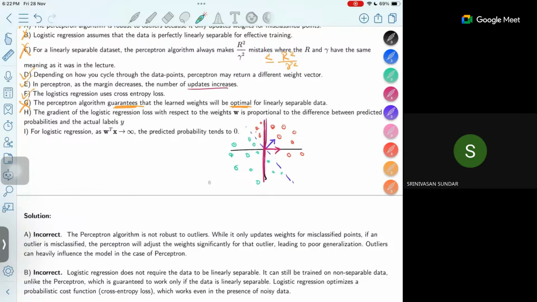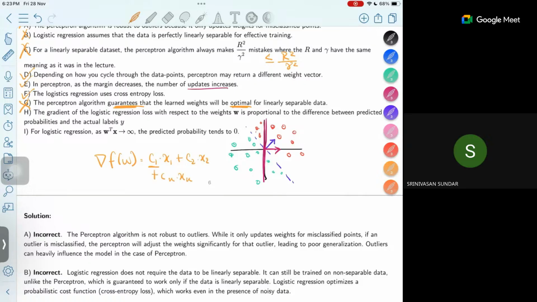Gradient of the logistic regression loss with respect to the weights W is proportional to the difference between the predicted probabilities and the actual labels. Yeah, I think it is a true statement, because in the gradient function of logistic regression, we saw in the lecture that it is some linear combination of the data points, right? So some c1 x1 plus some c2 x2 plus so on until some cn xn, right?